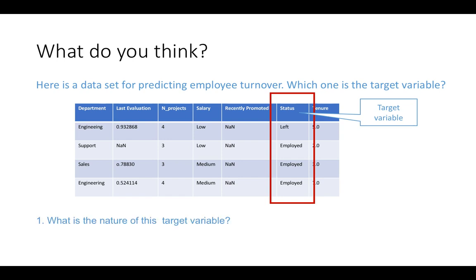And what is the nature of this target variable here? It is either left or employed. So it is a binary kind of class. It is a binary value, left or employed. So keep that in mind. The target variables can be of different nature. It's categorical, but it is one of the two categories it can take. Either some employee left or employed. So that is why we call it binary.